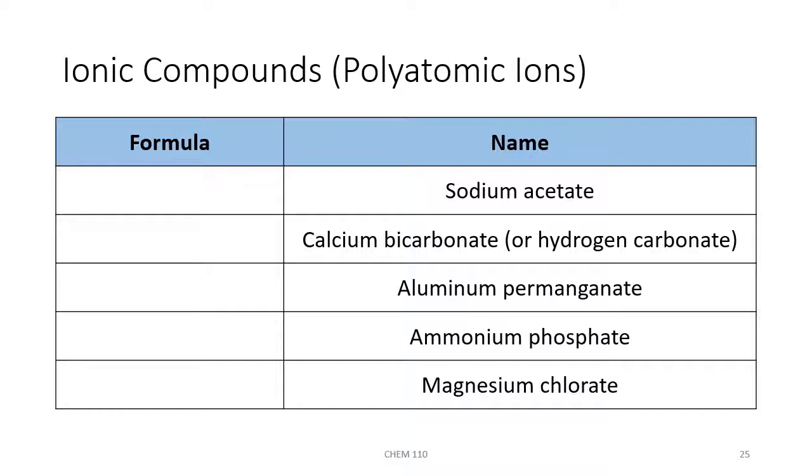So this time we're given the name and we're supplying the chemical formula. Sodium acetate. So we want to work this out. Sodium is a +1 metal. Acetate is a polyatomic ion, and it is C2H3O2 minus. So notice our metal has a +1 charge, our polyatomic anion has a -1 charge, so the charges will cancel each other out. When we write the neutral formula, it'll be NaC2H3O2.